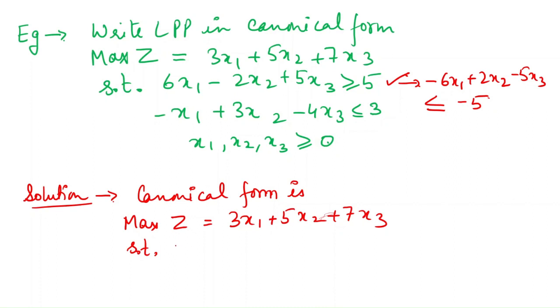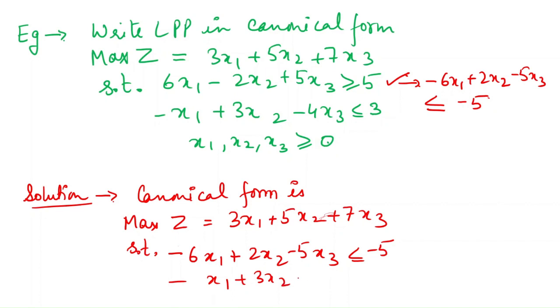So subject to, the first one would be now less than or equal to minus 5. The second constraint is already in less than or equal to type, so no need to multiply the equation with any minus sign. With the non-negativity constraint, the last point, all the decision variables must be greater than or equal to 0. So this is how we can write down the solution, the answer.